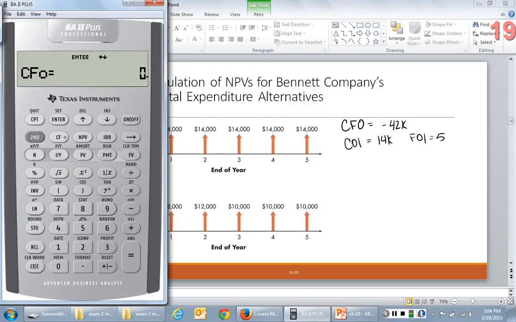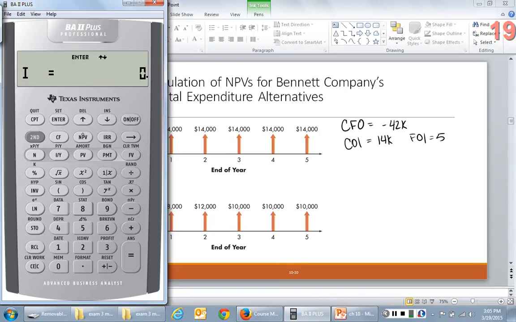So you push the cash flow button. To clear out your cash flow worksheet, you push the cash flow button and then second and clear work. Cash flow at time period 0 is $42,000. Negative, enter. Down arrow. Cash flow at time period 1 is $14,000. Enter. Down arrow. The frequency of this cash flow is 5. Enter. Be sure and push enter after the last cash flow or it won't remember that you've entered it.